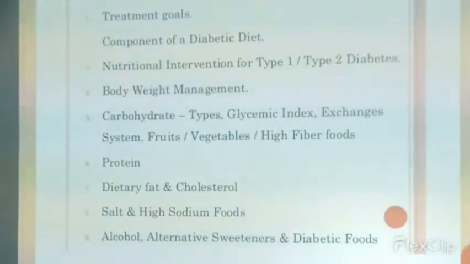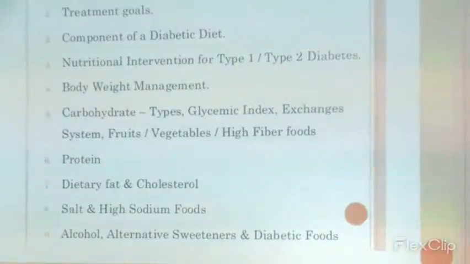Coming to protein, high quality protein is essential to the body. The patient has to take good protein that has essential amino acids, maybe rich in meat, chicken, etc. Coming to dietary fat and cholesterol, the patient should take unsaturated fats, not saturated fats. Salt and high sodium.